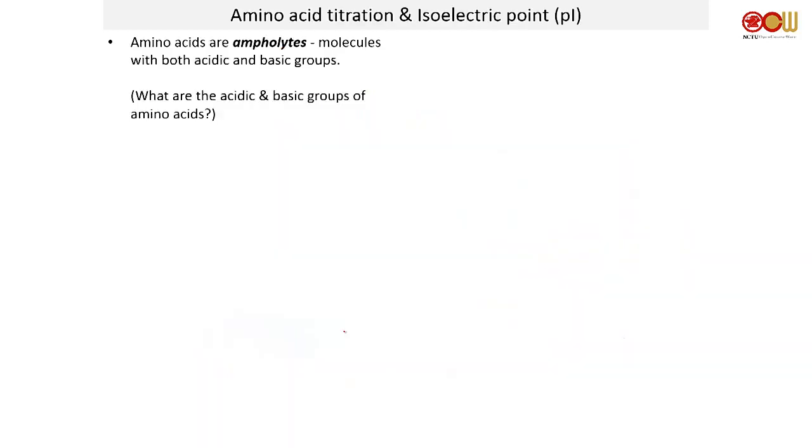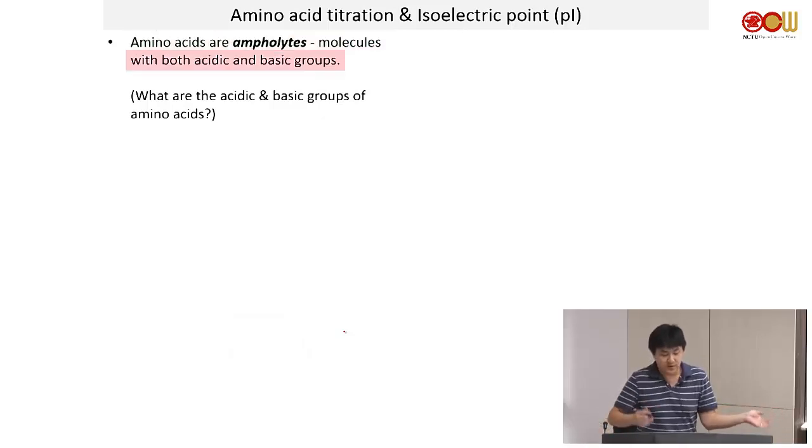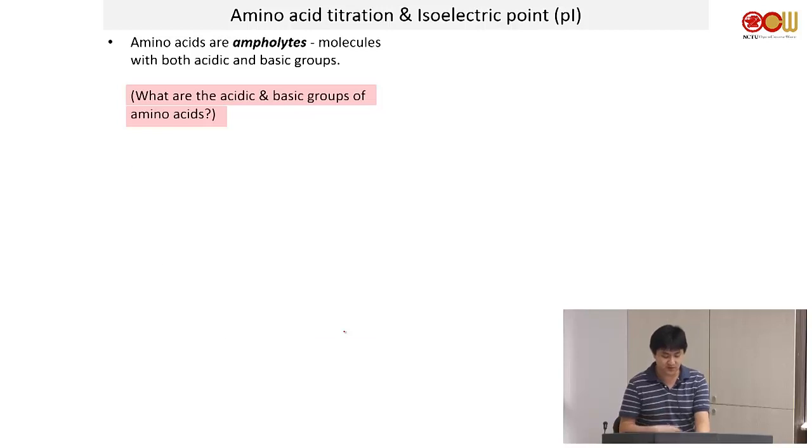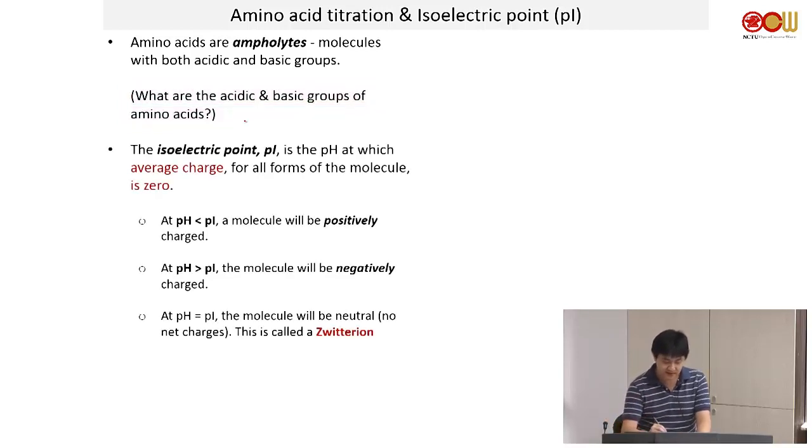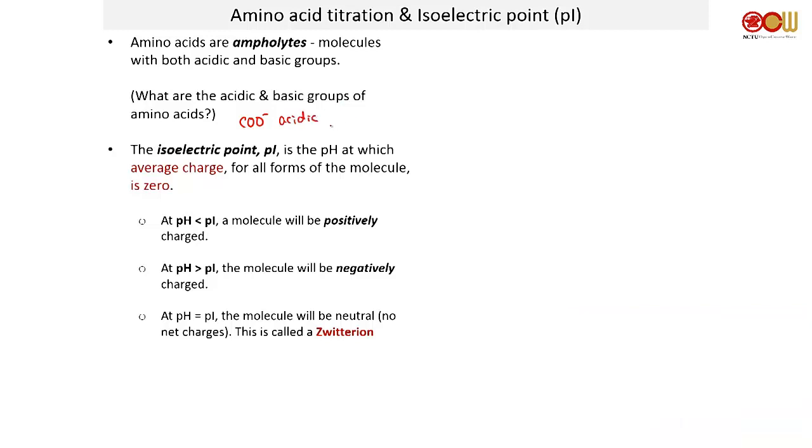Okay. Now, amino acids are ampholytes. Okay, so molecules with both acidic and basic groups. So what are the acidic and basic groups of amino acids? We just answered that. That's going to be the COO minus for the acidic, and the amino group for the basic. Okay.